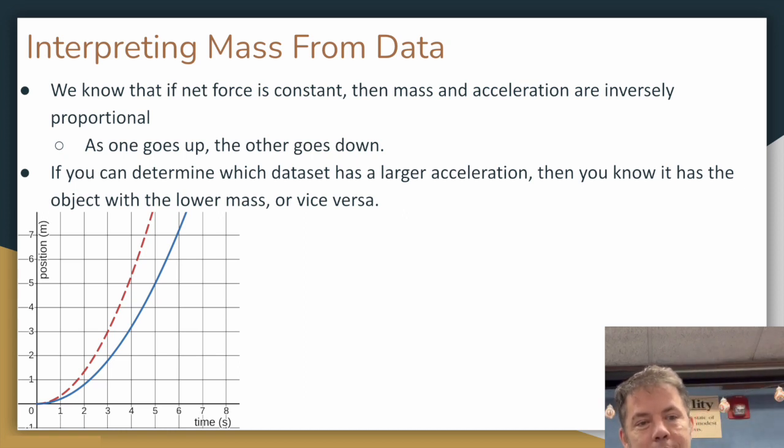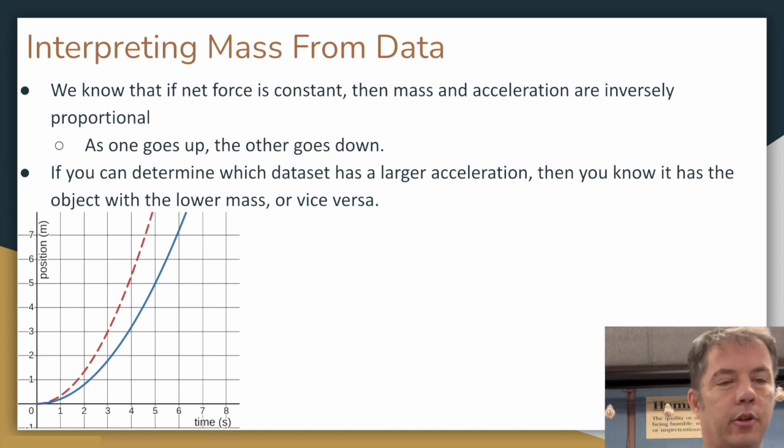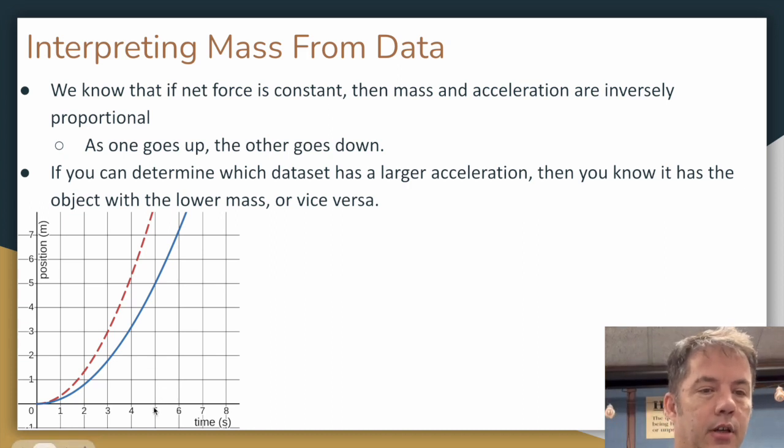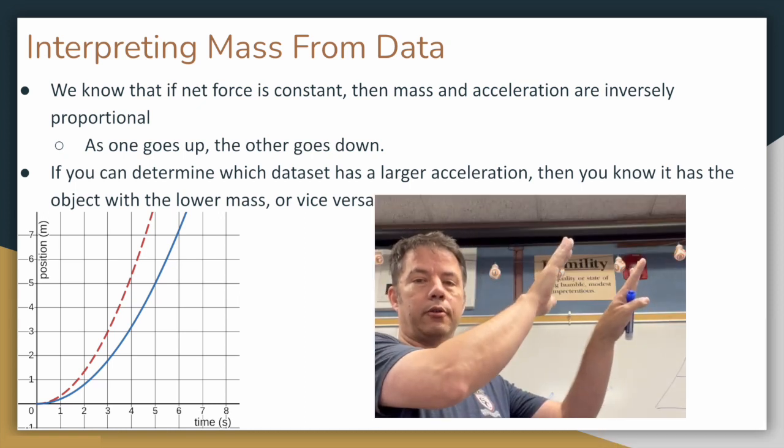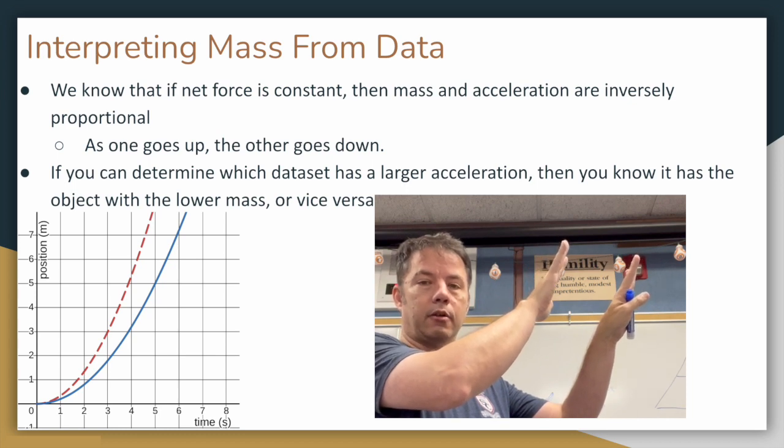If you think about it, accelerating is how fast you're going across the ground over time. So which one's going to go faster across the ground? Let's just pick a time. Let's look at 5 seconds. At 5 seconds, how far is the blue line? The blue line got to 5 meters. How far did the red line get? It got up to probably about 8 meters. Which one's going faster? The red dotted line. How do you know just by looking without reading the numbers? You've got the two curves, and one of them is steeper than the other. That one's going to have the greater acceleration.